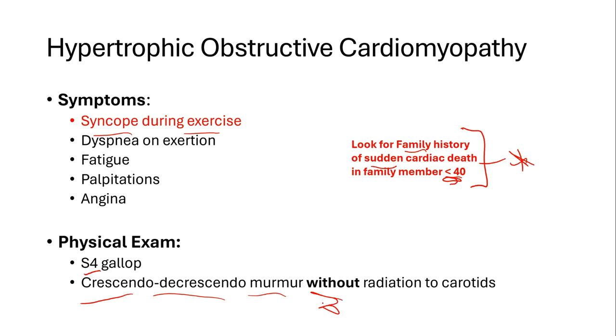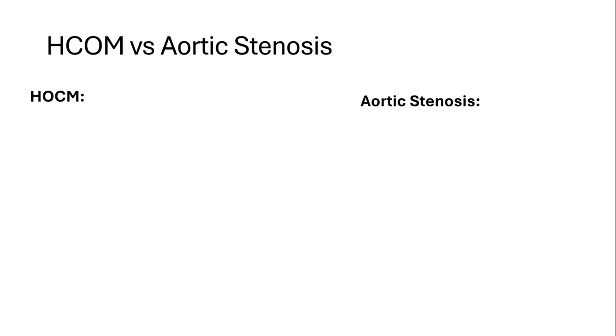Hopefully this rings some bells, as HOCM is typically compared to another valvular disease. That valvular disease being aortic stenosis. So let's briefly discuss HOCM versus aortic stenosis and go over what they want you to know for test day. So HOCM is going to be autosomal dominant. Remember that. Thus, 40 is always going to be our cutoff point. We typically see HOCM in individuals less than 40 years old.